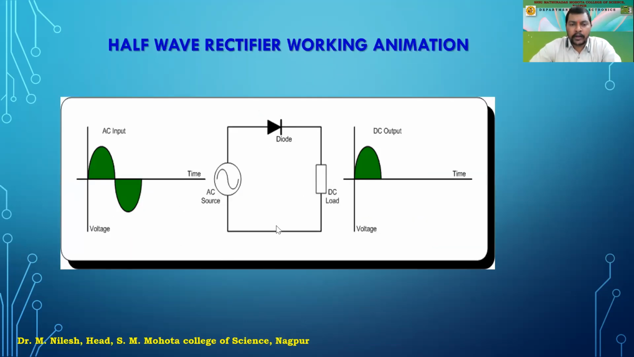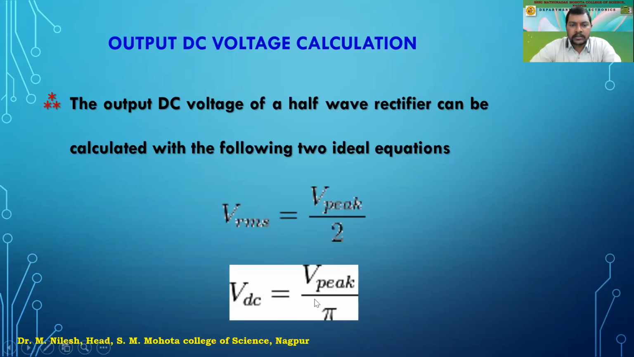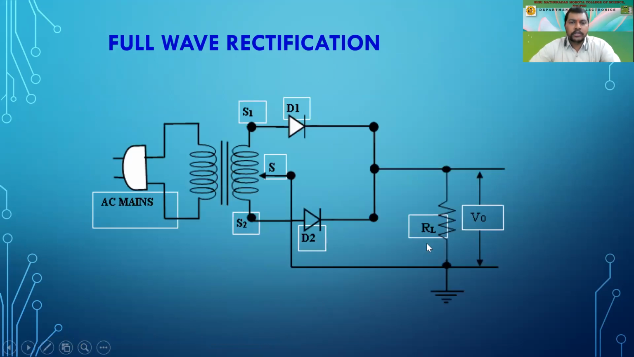So if you use two diodes, one on this side and the other on this side, and then we connect a center tap transformer. Now I will show you what a center tap transformer is. So this is the center tap transformer, right? Where we have a central terminal.